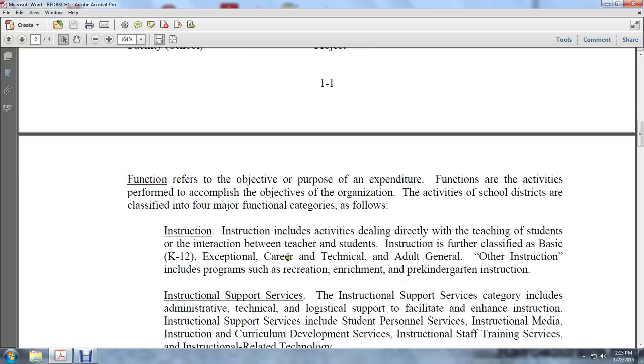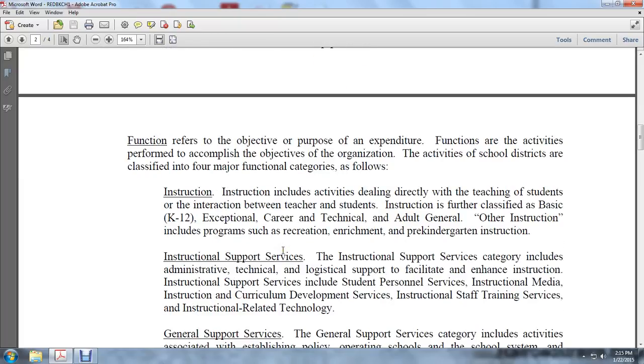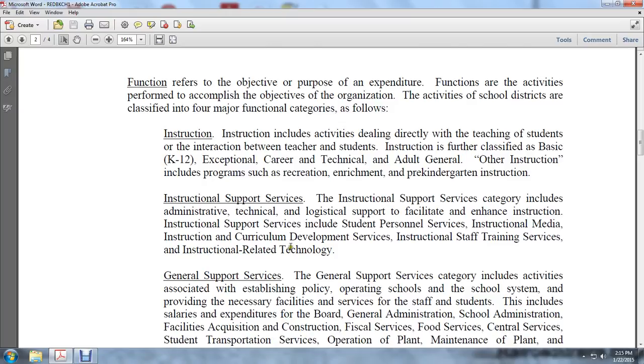prekindergarten instruction. Instructional support services. Instructional support service categories include administrative, technical, and logistical support to facilitate and enhance instruction, including student personnel services, instructional media services, instruction and curriculum development services, instructional staff training services, and instruction-related technology.